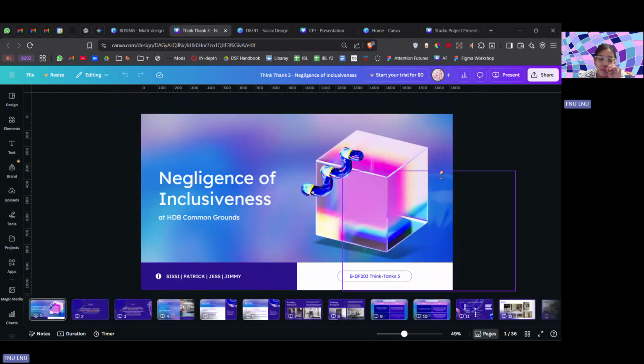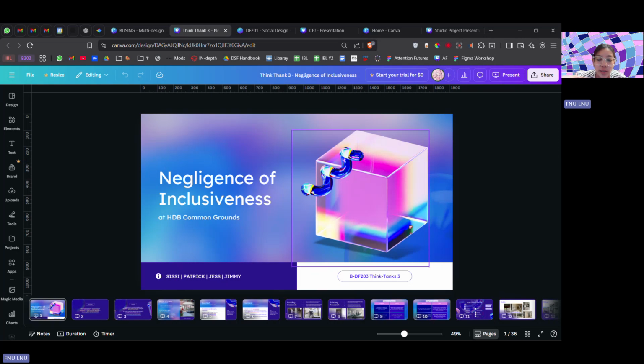So lastly, for our third class, it is called Think Tank. So what exactly is Think Tank? It is a class which requires you to do, for me, one group project and then one essay. This group project is quite broad. Different groups have different social issues to tackle.